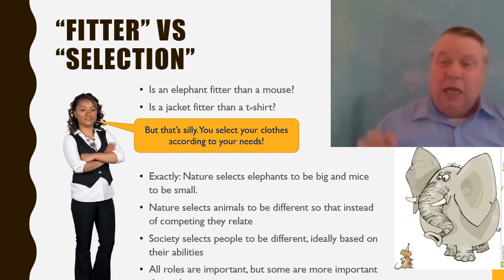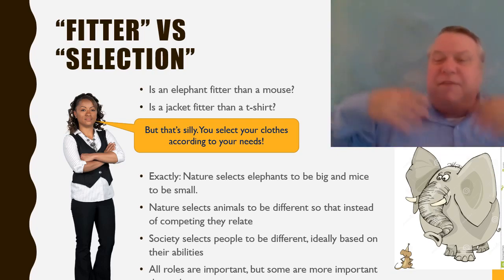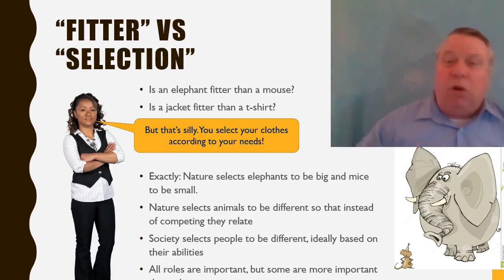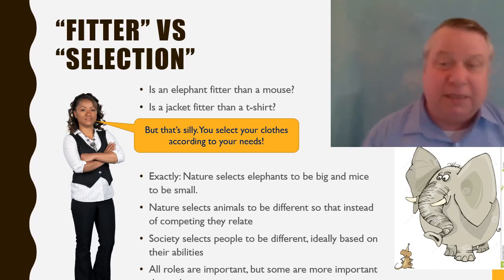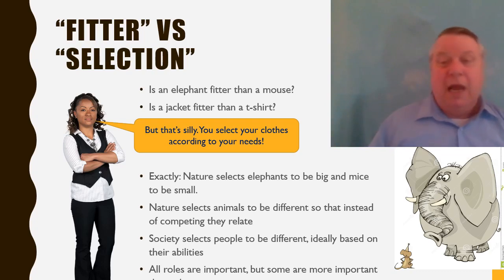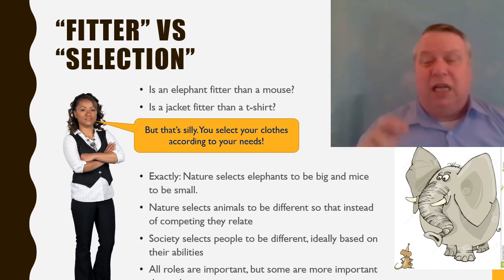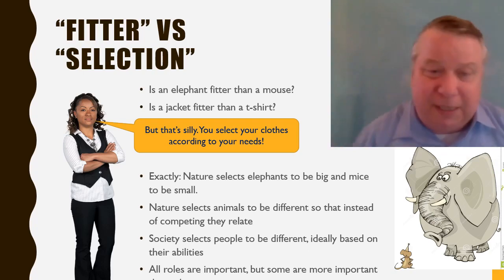The point is, selection, and the same process in society, by the same kind of natural forces, people are going to be selected for different things. Again, ideally based upon their abilities. So if you're forced to be a mathematician, you're probably not going to be a good one. But if you have a natural inclination and you're going to develop that over time because you enjoy it, you get good feedback from it, you're going to become a great mathematician.